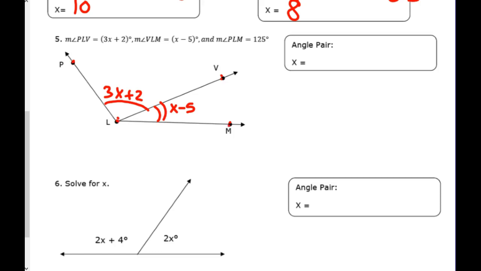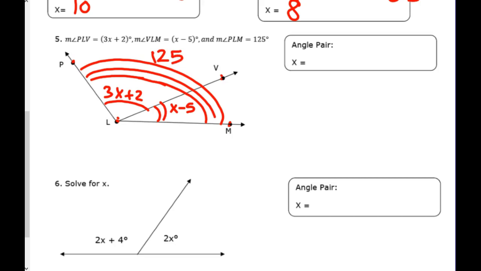Okay? And then it says PLM. Now that's the whole thing, right? The whole big angle is 125. So I got a part, I got a part, I got a whole. Like we said on the front side of this, part plus part equals whole, right? So let's set up this equation. The first angle is 3x plus 2 plus x minus 5 equals 125.